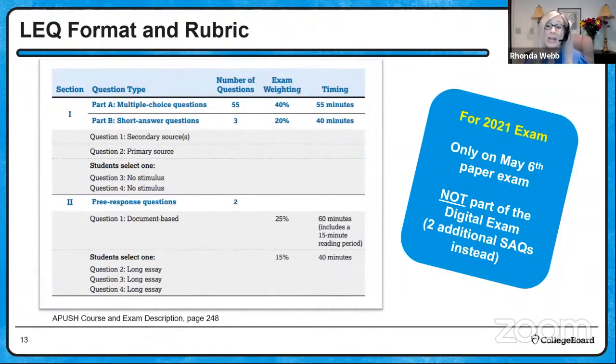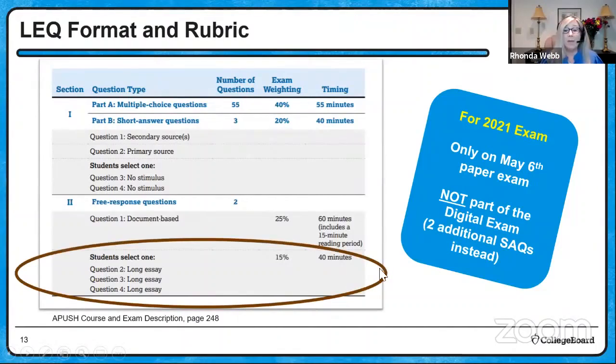Now, if you're taking the digital part of the exam, you're not going to be writing an LEQ. You're going to be taking an additional SAQ section, but this is still important for you to pay attention to because like I just said, writing an LEQ is very, very similar to writing a DBQ.